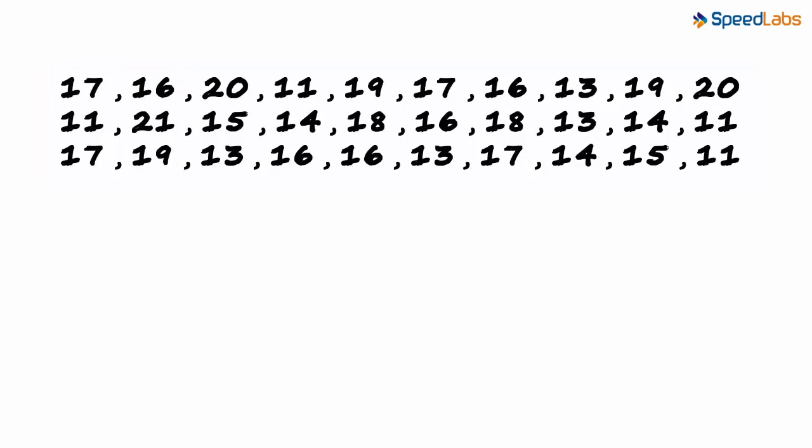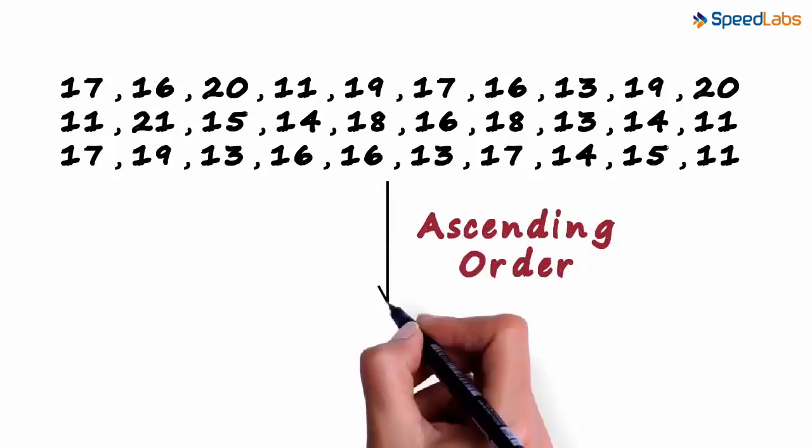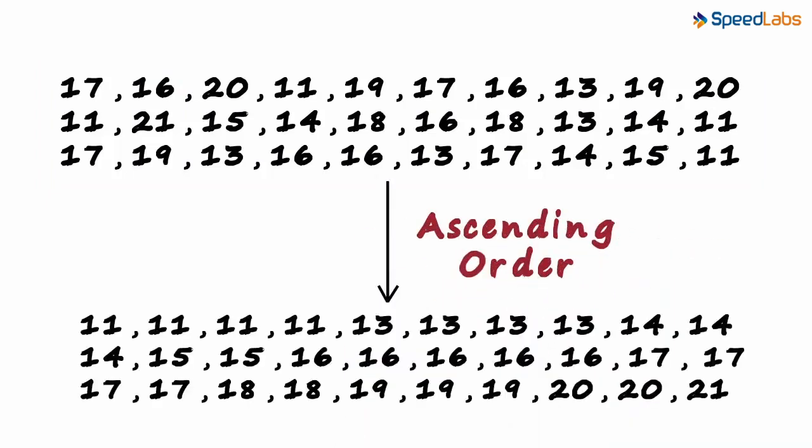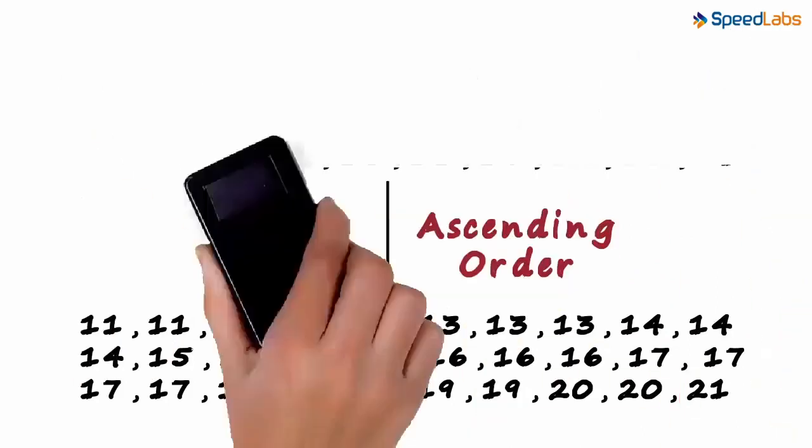So we classify or arrange the data and write it in the ascending order. This is what we get. This representation becomes a bit easier to analyze. It goes from the lowest to the highest. Let's erase this and look at a different example.